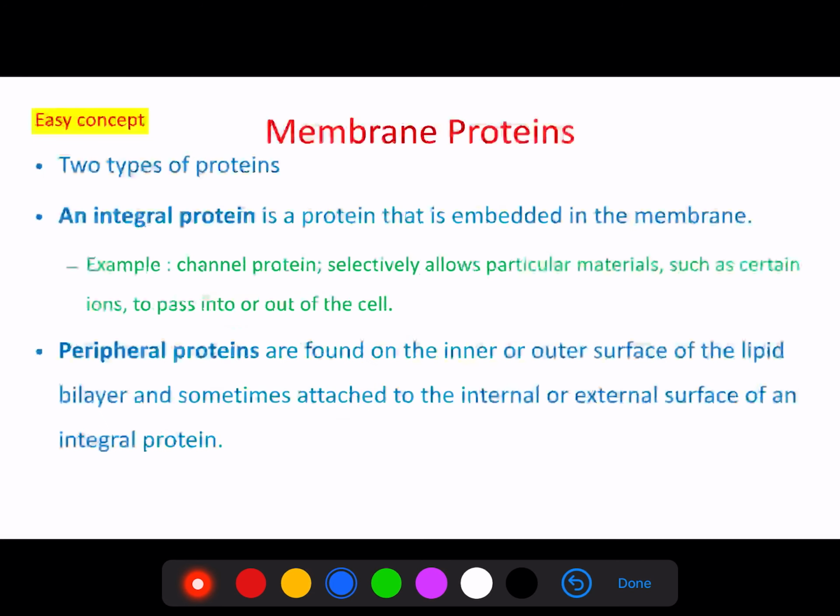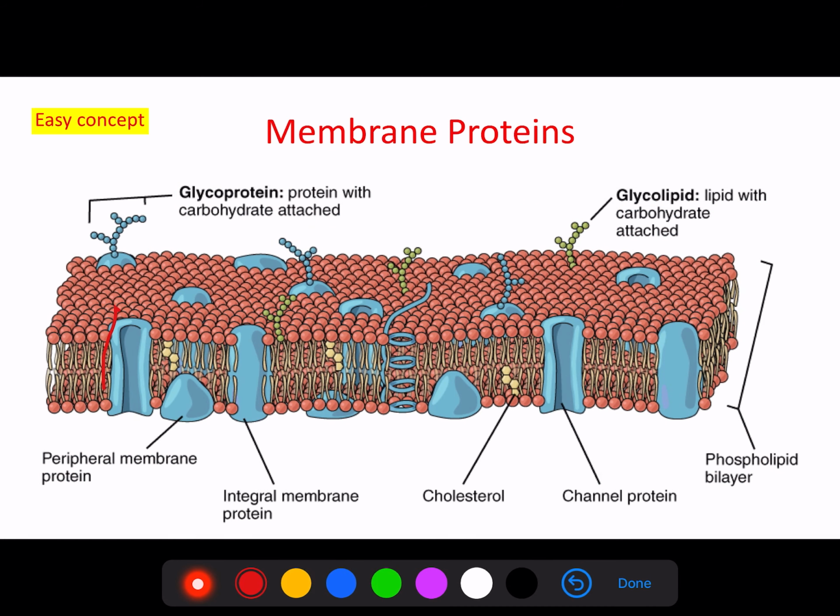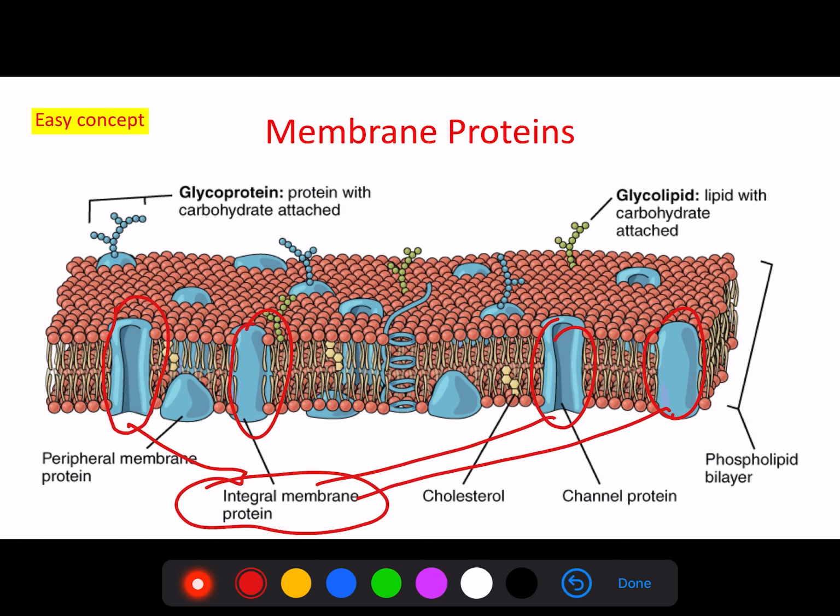Now, along with the phospholipids, there are proteins in the plasma membrane, and we have two types of proteins. We have integral proteins, like this one, this one, this one. These are integral proteins, and they are embedded within the membrane. Embedded means that they are part of the plasma membrane. We cannot remove them. If I have to remove this or this protein, it means I'm going to destroy this part of the plasma membrane, which might cause the cell to die. So these are integral proteins, meaning that they are fixed within the plasma membrane.